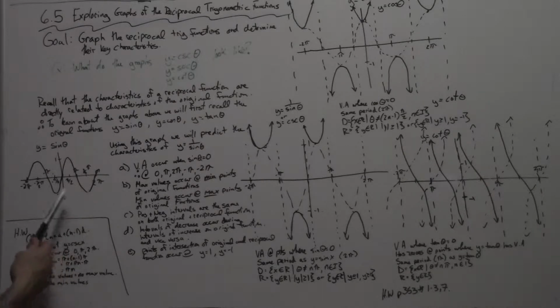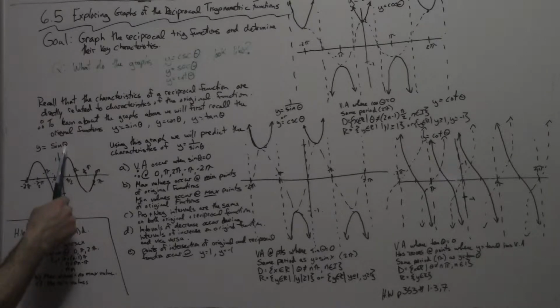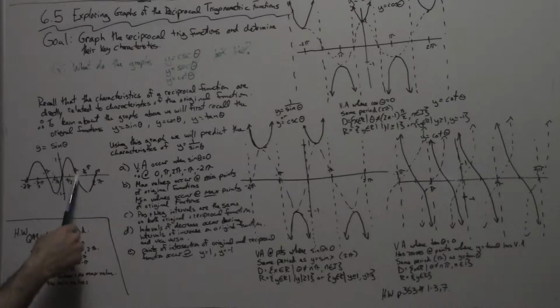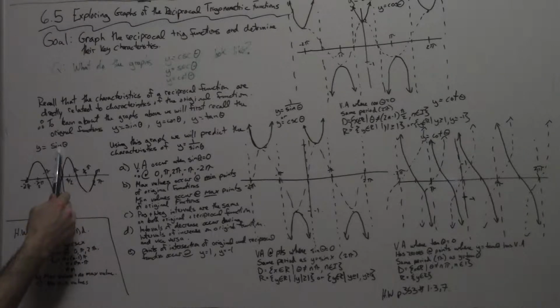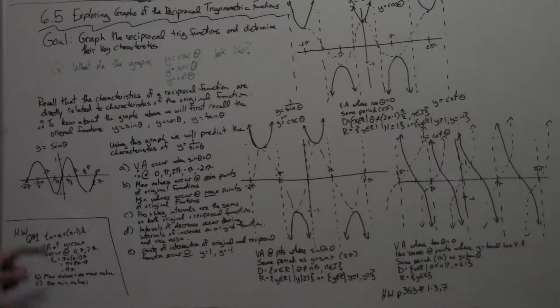The first one you can see here is y equals sine theta. As we know, for y equals sine theta, the x-intercepts are at 0, pi, and 2 pi. Again, that's because 2 pi is equal to 360, and we know sine 360 is 0. Pi is equal to 180, and sine 180 is 0. So that's also our x-intercepts here.